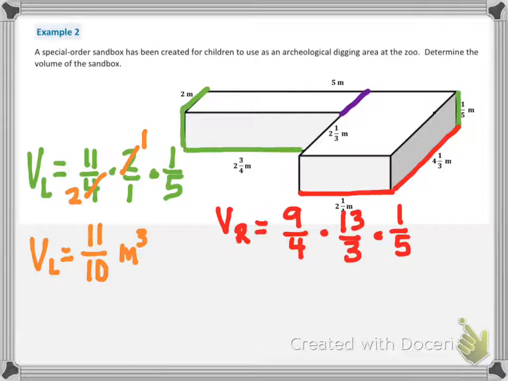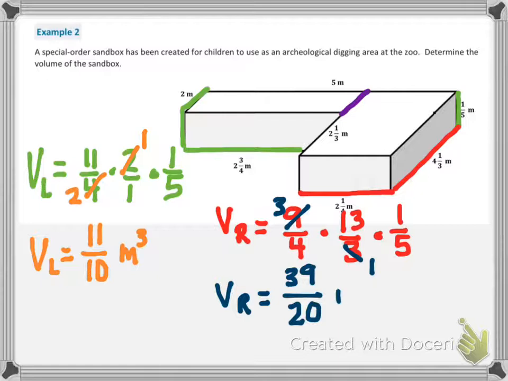I see that 3 goes into 3 once and 3 goes into 9 3 times. And then I can do 13 times 3, that's 39. So I get the volume of the right side is 39 over 4 times 1 times 5, that's 20. So 39/20 meters cubed. And now the part that nobody likes, and that is adding fractions.